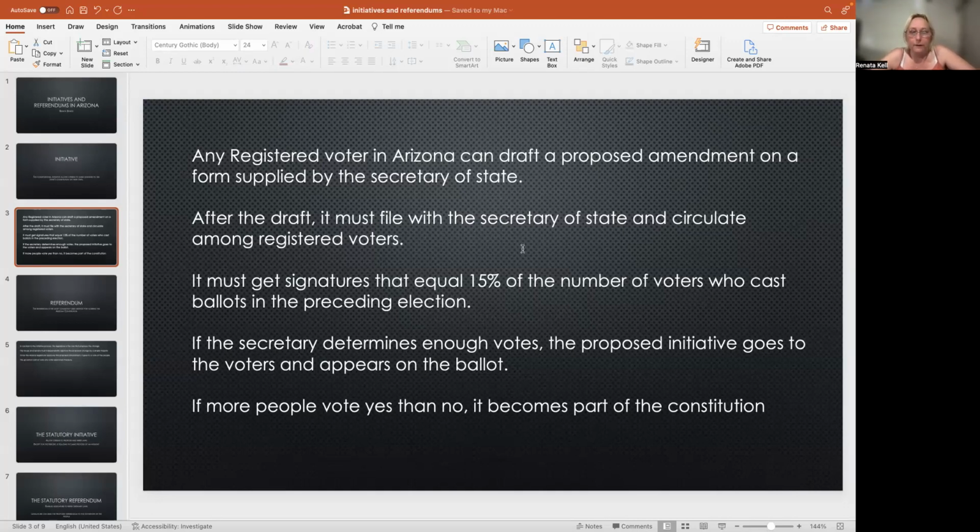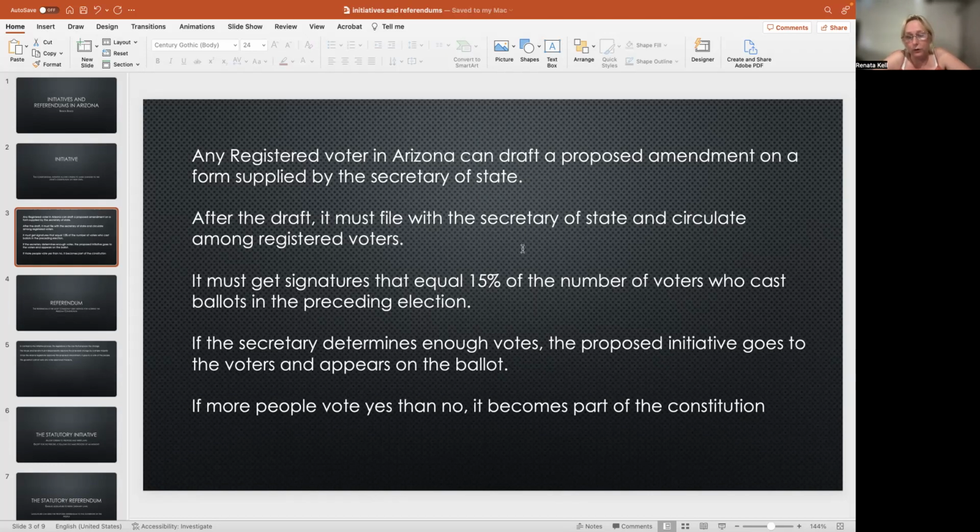So this part's the tricky part. You must get signatures that equal 15% of the number of voters who cast ballots in the preceding election. But in actuality, you should get 20% more signatures, because many of them will be invalidated. So if you only get your 15% and you have a bunch of invalidations, it's never going to make it to the next stage. The reason the signature process was put into place was that it was intended to filter out frivolous things that have no support or lack of support.